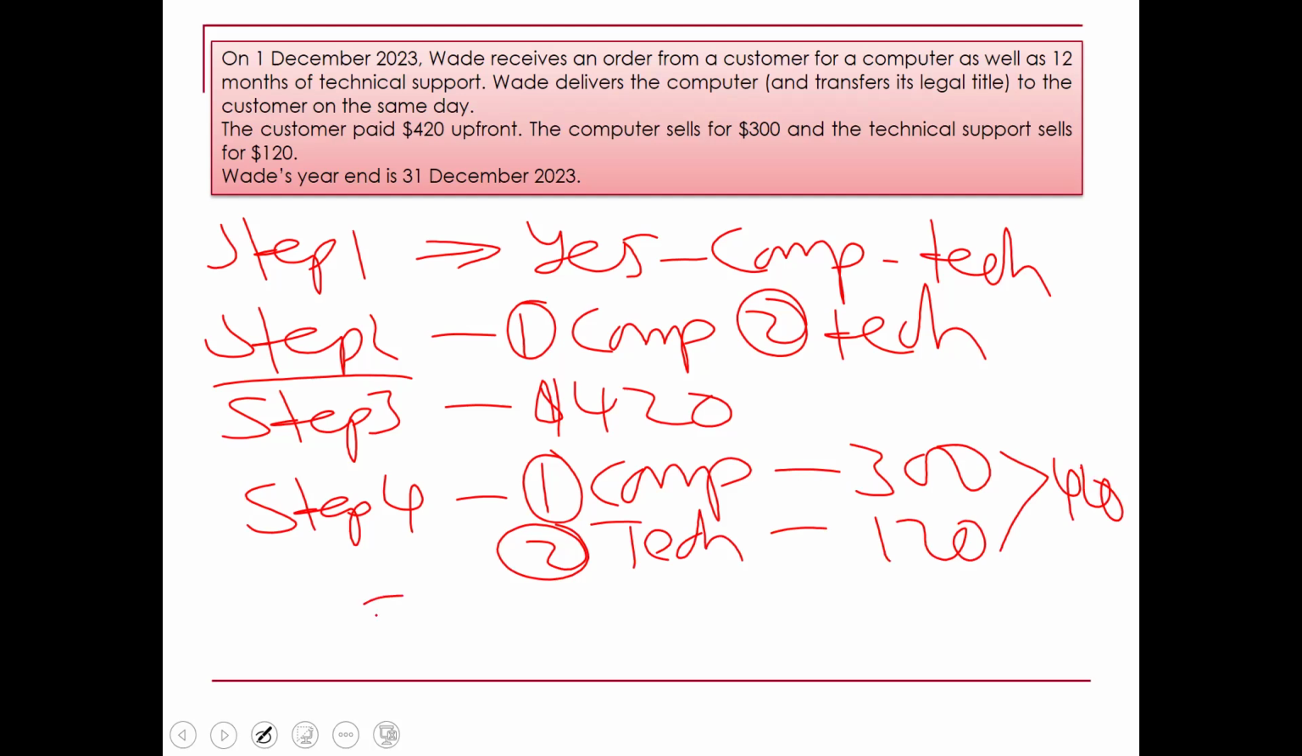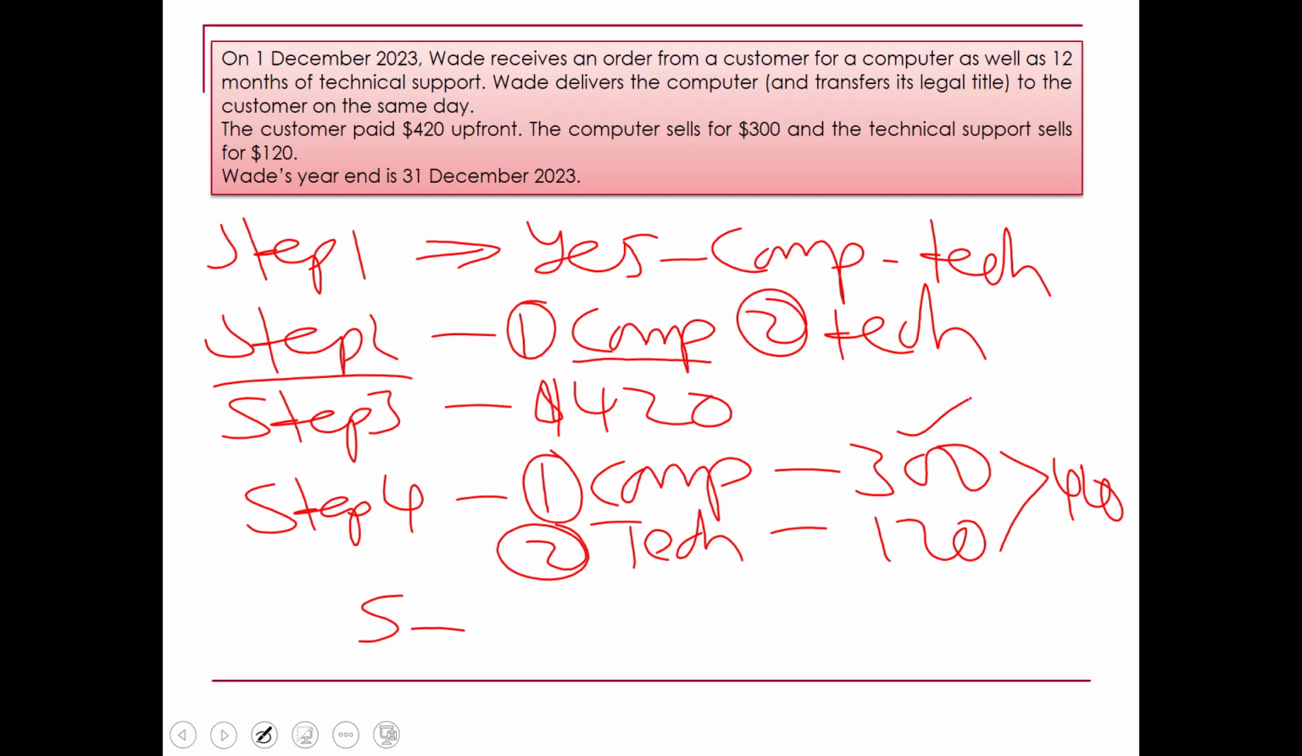Now, step number 5, we now want to apply the add or the offer model, or the add and the offer model. So we are told that we had delivered the computer and it transferred its legal title to the customer on the same day, which means on the first obligation where we are selling the computer, we have actually delivered that computer, which means the control, the risk, and the rewards are now with the customer. So the customer has taken physical possession, which means we can immediately recognize revenue of 300.